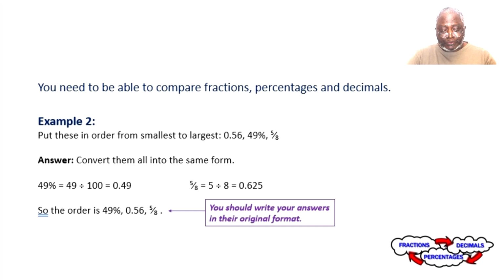But remember, once you've got all your answers in the same form, make sure you use the original form they were in when you're writing your answer. That is, the order is 49%, 0.56, and 5/8 in that order, in ascending order.